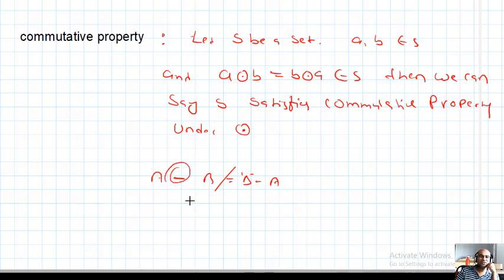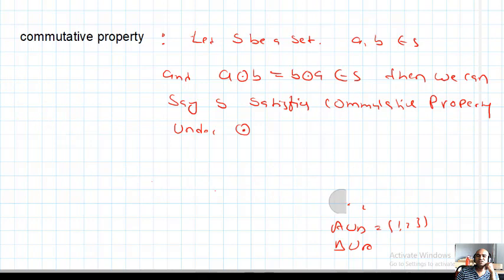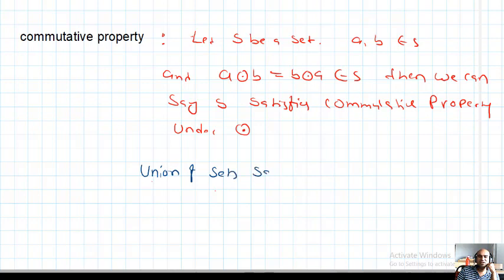But union will satisfy it. A is 1, 2 and B is 2, 3. What is A union B? That is 1, 2, 3 only. B union A is also the same, 1, 2, 3. That's why A union B is always equal to B union A. Then I can say that union of sets satisfies the commutative property. I will write that: union of sets satisfies commutative.